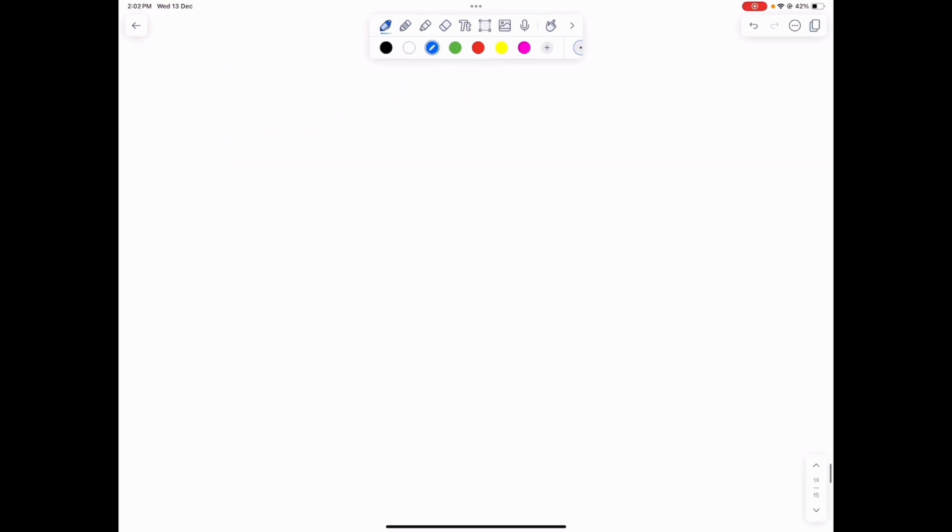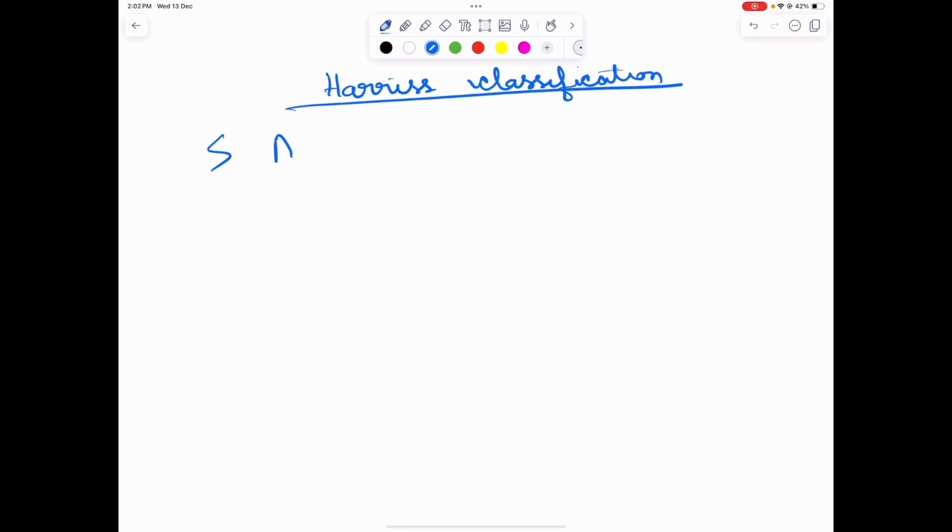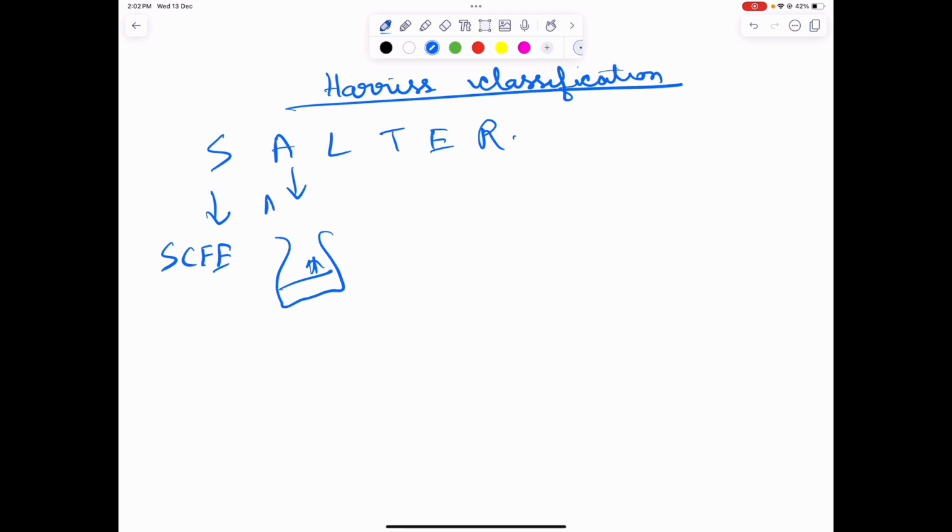Now we move on to the Salter-Harris classification. What is the Salter-Harris classification system? You have to remember it by the mnemonic SALTER. What we can remember in Salter first is S, slipped epiphysis. A is that it is occurring above the growth plate.